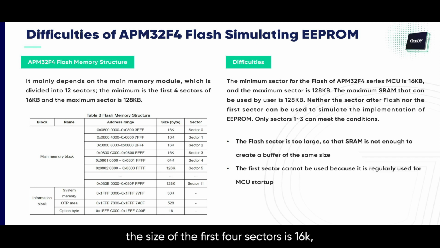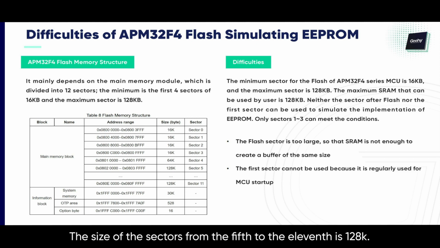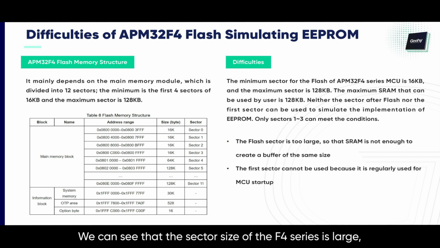0x08000000. The size of the first 4 sectors is 16K, and the size of the 4th sector is 64K. The size of the sectors from the 5th to the 11th is 128K. We can see that the sector size of the F4 series is large. The minimum is 16K and the maximum is 128K.